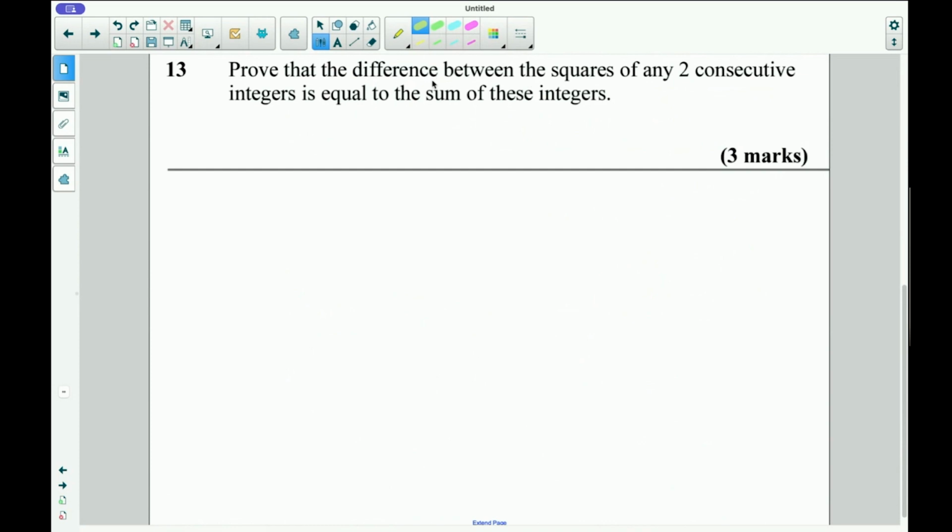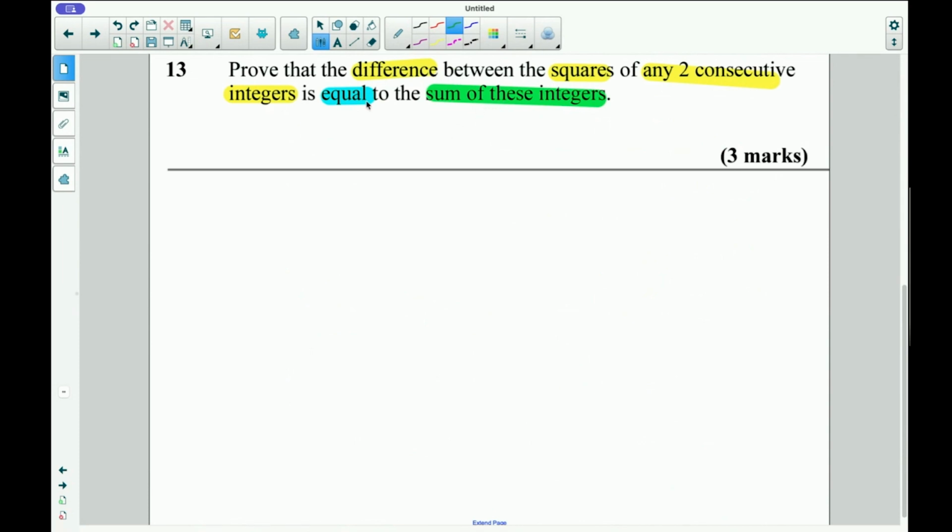So we're going to look at the difference between the squares of any 2 consecutive integers has to be equal to the sum of these integers. Okay, so there's a lot happening here, but we're going to make sure that we can see exactly what it is we're working with. So this part in the yellow has to be equal to this part in the green, okay?